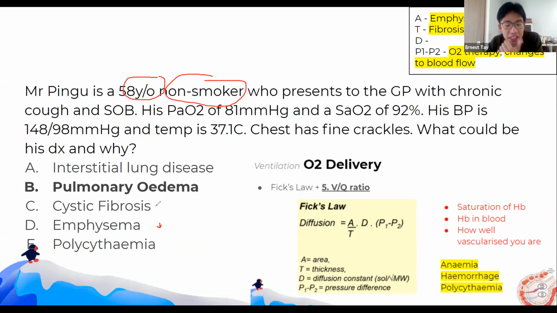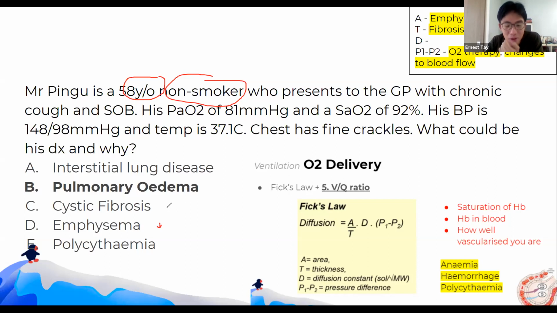Cystic fibrosis is actually a genetic condition caused by a defect in your CFTR gene. So usually the prognosis is no more than 20 or 30 years old. And there's a movie called Five Feet Apart, I think, I can't remember.